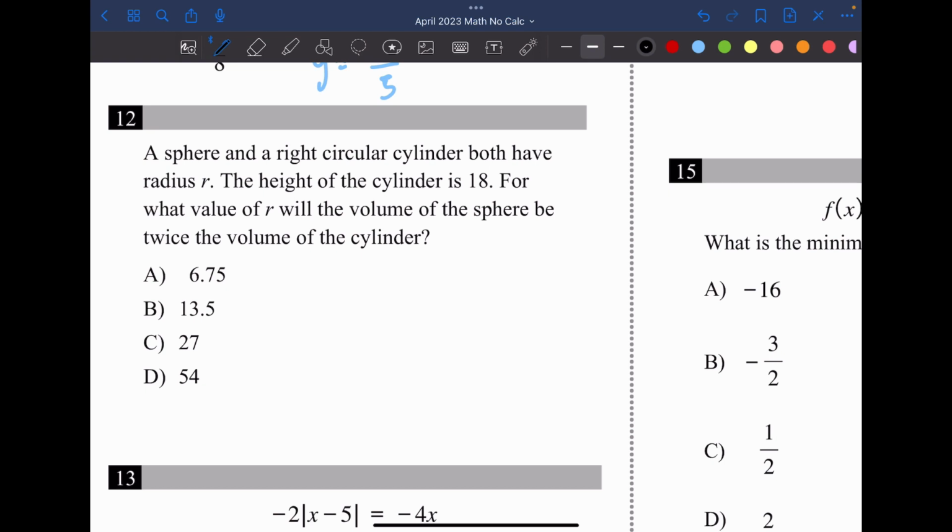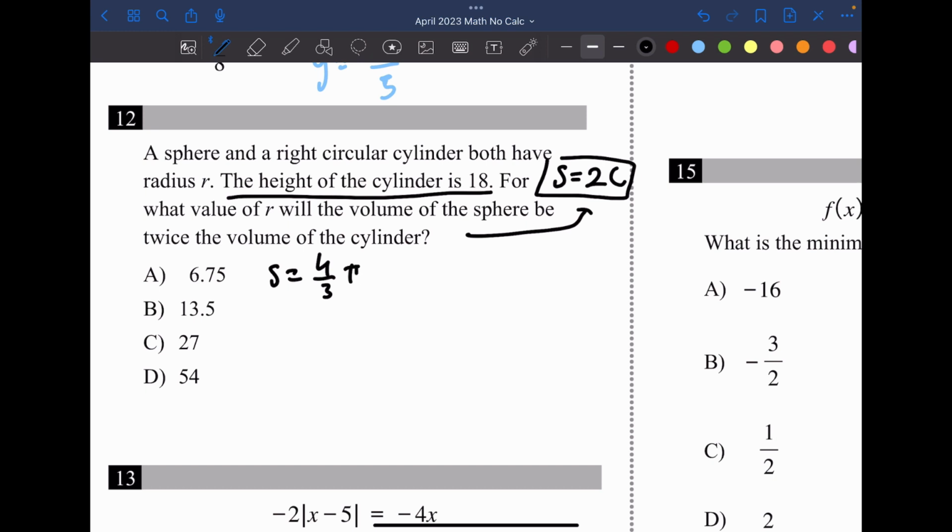The height of the cylinder is 18, so that's very important. And then it's asking us for what value of r will the volume of the sphere be twice the volume of the cylinder. So we want the volume of the sphere, S, to be twice the volume of the cylinder. This is also pretty important. Okay, so the volume of any sphere, this is on the first page of the SAT, is equal to 4/3 pi r cubed. That's the volume of the sphere.